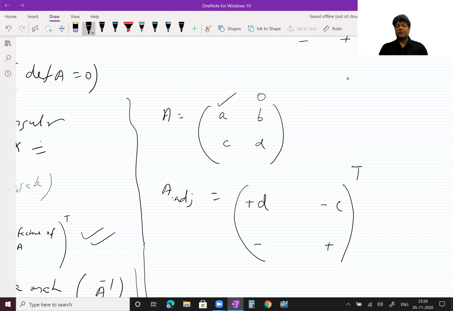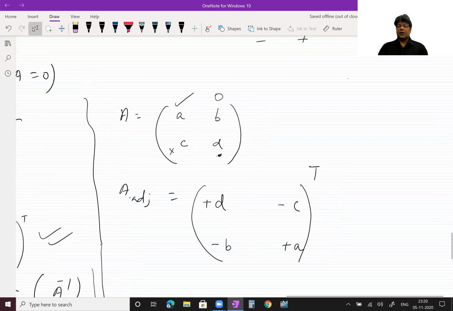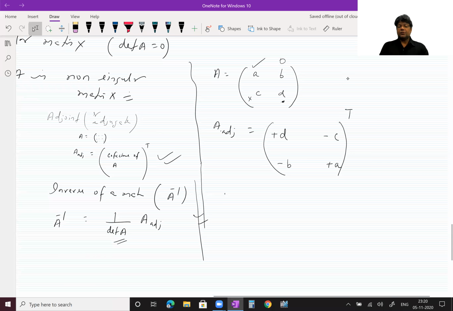Now for c, what will happen? For this c, delete the row and the column in which this c is lying. So what are we getting? b. And now for this d, delete the row and the column in which this is lying. So what is remaining? a. So a will come here. Now if you do the transpose, you will get A adjoint.